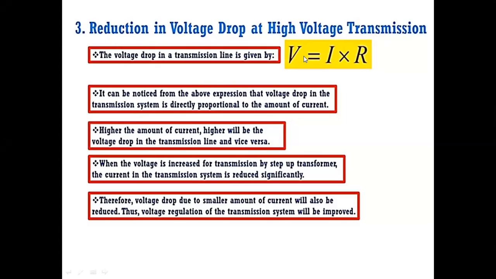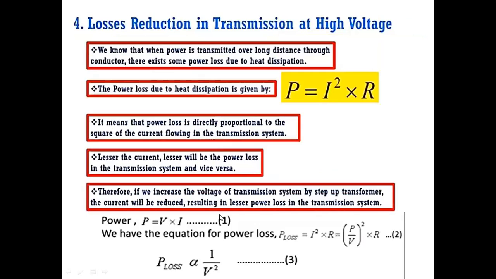As we know that V is equal to IR, it can be noticed from the above expression that the voltage drop in the transmission system is directly proportional to the amount of current. The greater the current, the greater will be the voltage drop in the transmission line, and vice versa. When the voltage is increased for the transmission by a step-up transformer, the current in the transmission is reduced. Therefore, the voltage drop due to the smaller amount of current will also be reduced. Thus, the voltage regulation of the transmission system will be improved.